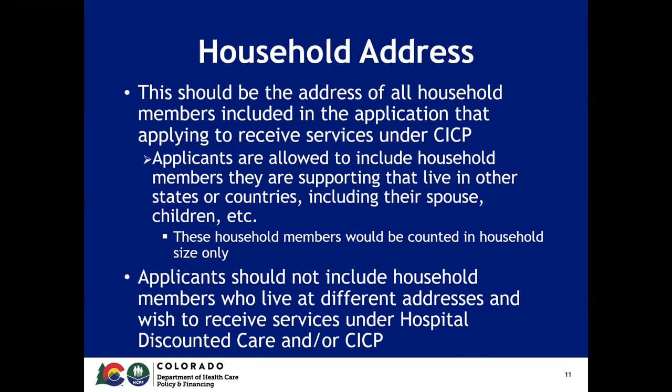The household address should be the address of all household members included in the application that are applying to receive services under CICP or hospital discounted care. Applicants are allowed to include household members that they are supporting that live in other states or countries, including their spouse, their children, etc. Those household members would be counted in the household size only. They would not be on any card that you decide to do for CICP. And then applicants should not include household members that live at different addresses who wish to receive services under hospital discounted care and or CICP. Those applicants will need to apply separately.